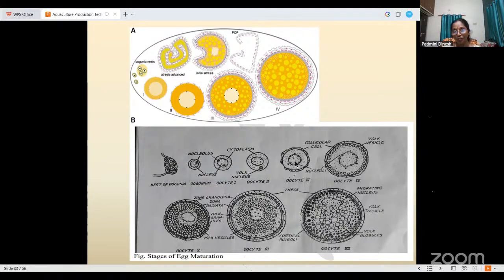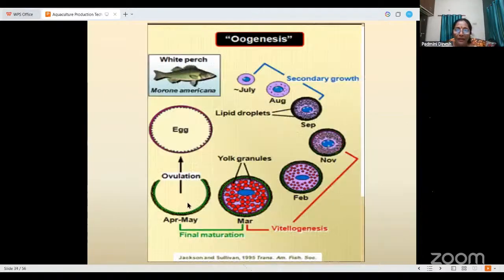Why RNAs? Because of protein synthesis. Without RNA, you will not have protein synthesis. That is the reason why these RNAs are very, very important along with the DNA. And they are produced by the nucleolus present inside. That is the importance of the nucleus and the nucleolus. So you can see over here how they are growing in size with the deposition of the yolk. You have these yolk vesicles, the oil droplets that are formed. And these are the different stages of how they develop into the bigger eggs.